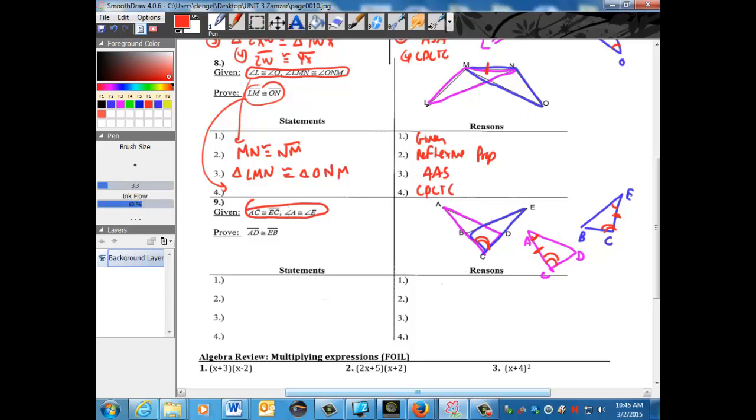So we'll draw the arrow down. We're going to put given. Statement 2, angle C is congruent equal to angle C. That's by reflexive. And these two triangles are each congruent. Triangle ACD is congruent equal to triangle ECB. And that's by angle side angle. And then the proof part, let's circle it. And this is going to be by CPCTC.